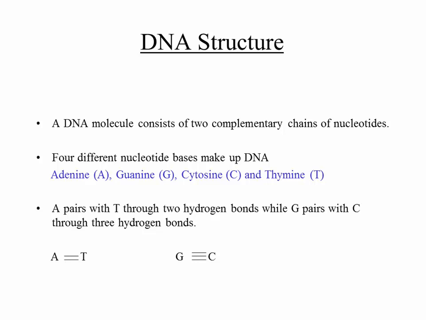So a DNA molecule consists of 2 complementary chains of nucleotides, and 4 different nucleotide bases make up DNA: adenine, guanine, cytosine, and thymine, A, G, C, and T. A always pairs with T through 2 hydrogen bonds, while G pairs with C through 3 hydrogen bonds.